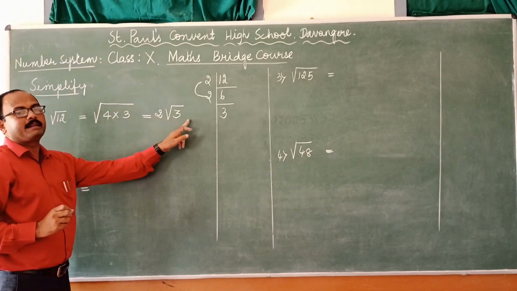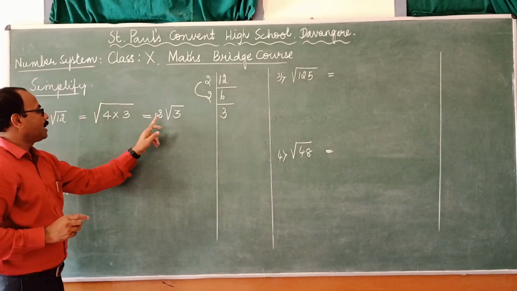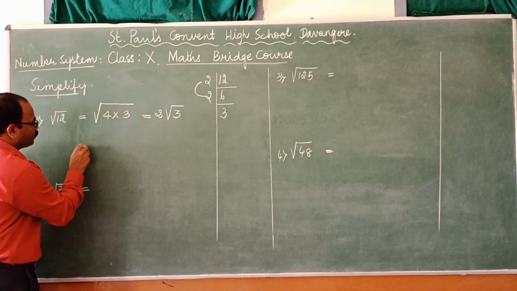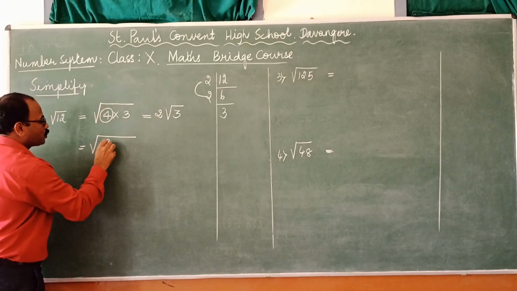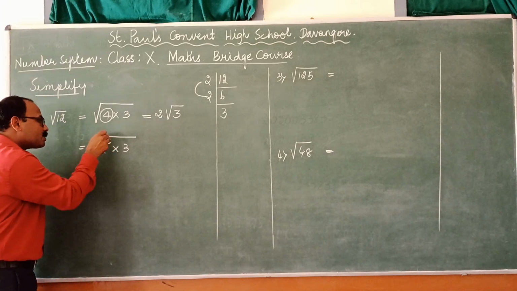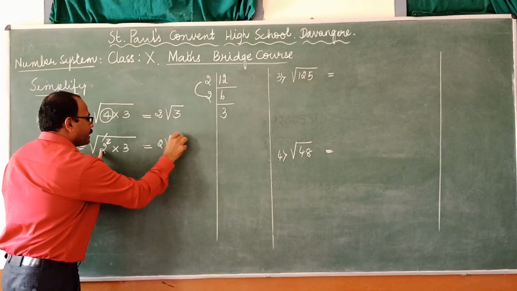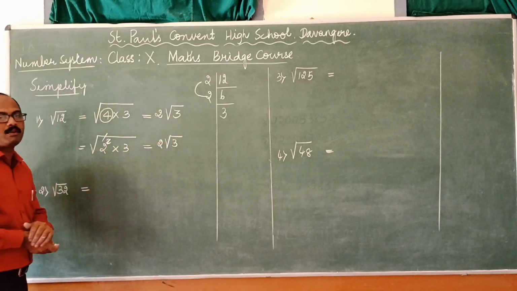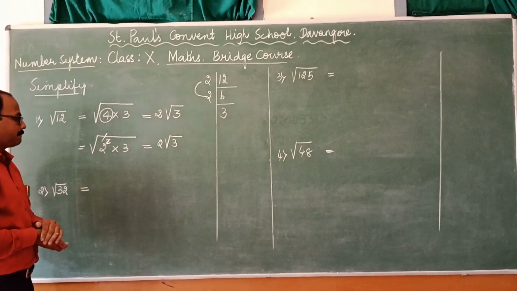See, 2 root 3 becomes: coefficient is 2, radical becomes 3. How did it become 2? 4 can be written as 2 square, children, into 3. This square and root get cancelled, therefore this becomes 2, then the remaining becomes 3. This is how, in your previous lower classes, you have learned about this.